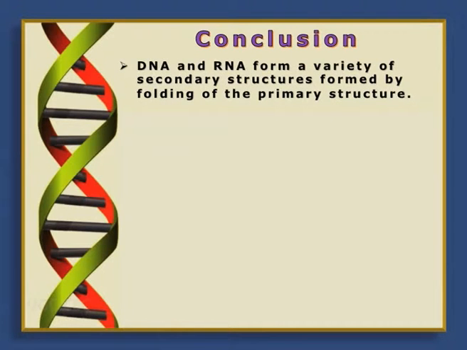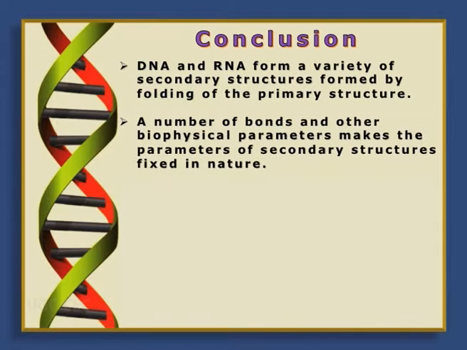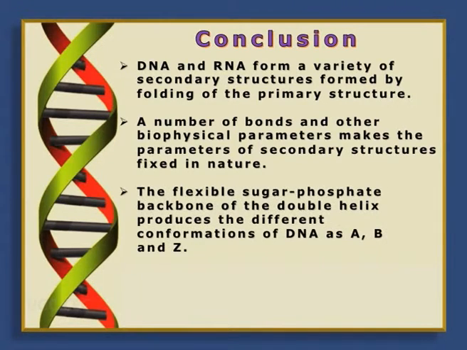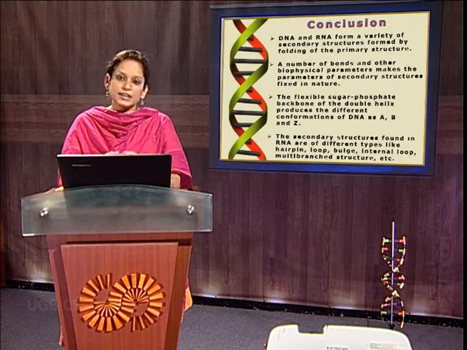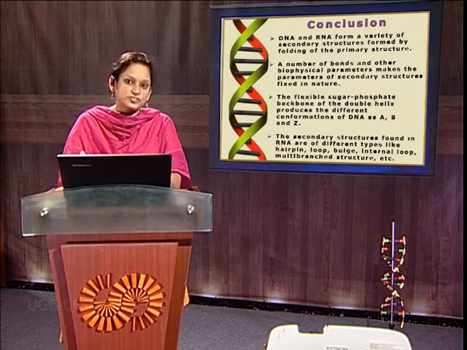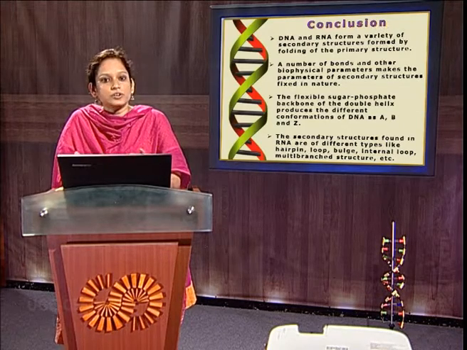So, what we have learnt: both DNA and RNA form a wide variety of secondary structures formed by the folding of the primary structure. The different features of the secondary structure of DNA are fixed due to the presence of stereochemical and geometric consequences. The different conformations of DNA are possible, like A, B, and Z DNA, due to the flexible sugar phosphate backbone. The A, B, and Z DNA are also produced under different sets of physical conditions and nucleobase composition.